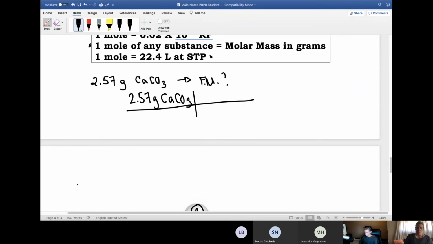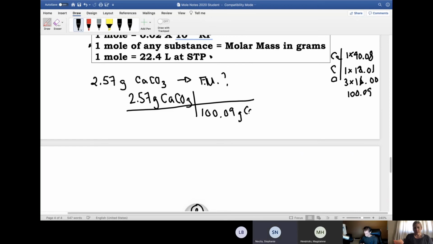So the first step is to find the molar mass of calcium carbonate. So what I got, and tell me if you guys agree, I've got 1 calcium at 40.08, 1 carbon at 12.01, and 3 oxygen at 16, and the total I got is 100.09. Class consensus. Yeah. Okay, so then I'm going to go 100.09 grams of calcium carbonate is equal to 1 mole of calcium carbonate.